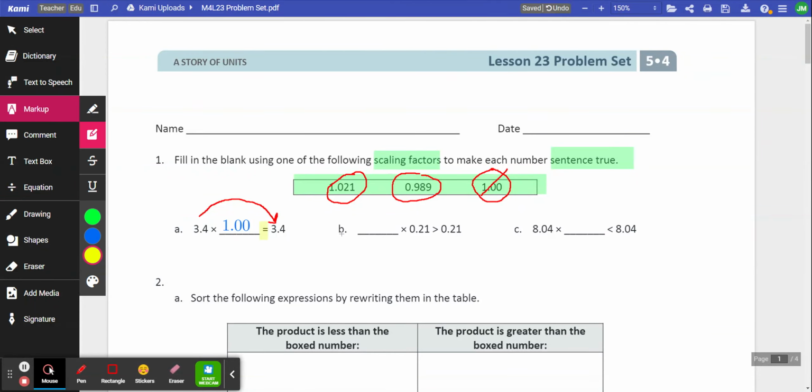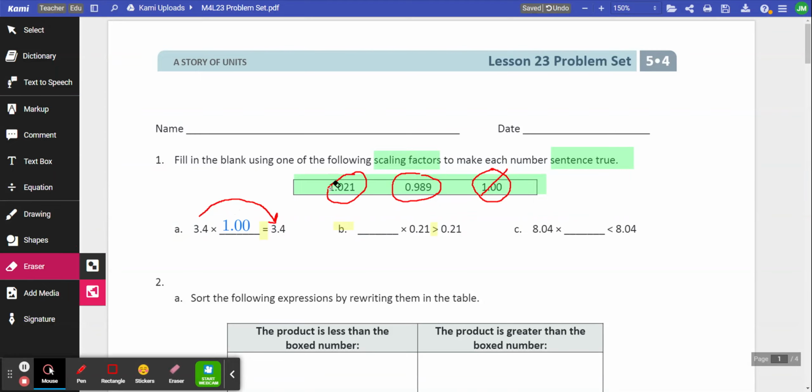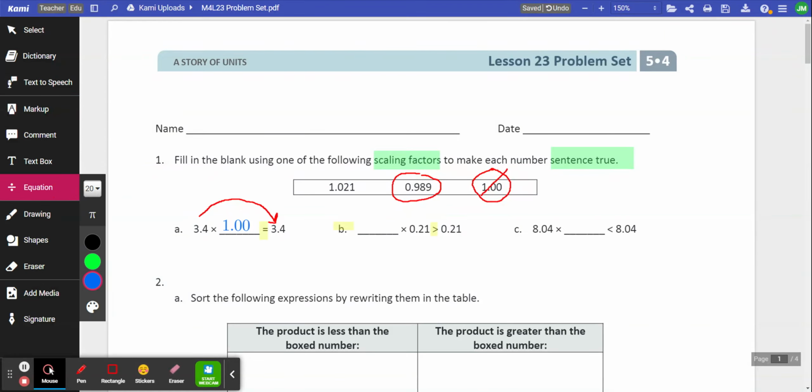Now let's analyze the next expression. This one says that the number on the left has to be greater than the number on the right. So this expression has to be greater. How can we make it greater? By multiplying it by a number greater than 1. We only have one number that is greater than 1, which is this one right here, so we're going to insert that number in there. That's going to be 1 point, and even if it's slightly bigger than 1, because 1 and 21 thousandths is not that much bigger than 1, it still will make the sentence true. When you multiply times this 21 hundredths, it will make it greater than the 21 hundredths on the right side.